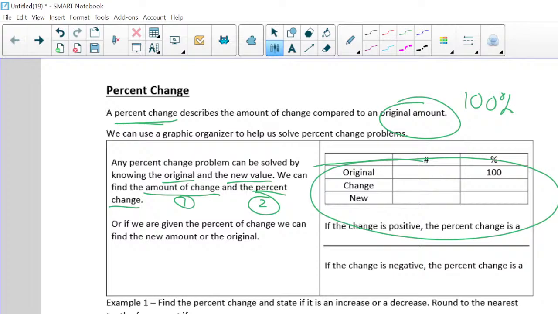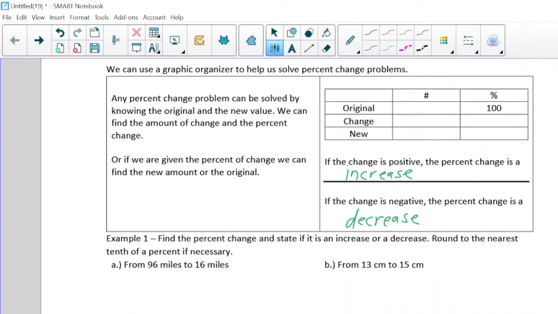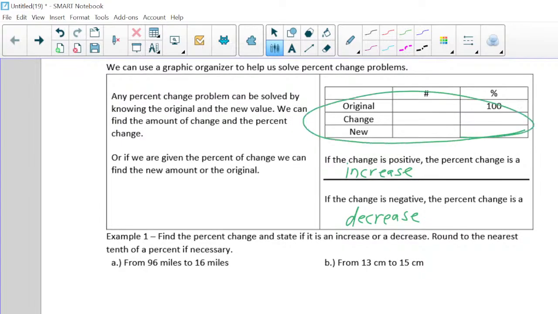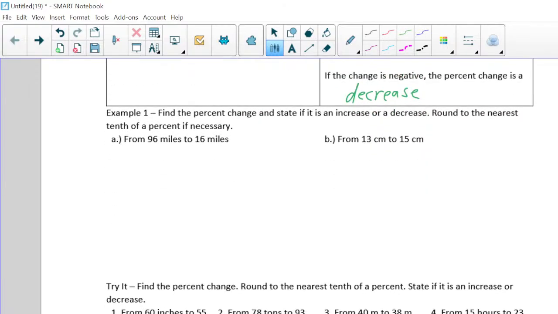But if the change is positive, then we've got to know that this is an increase. If the change is negative, then that's a decrease. So, moving on, let's see how this works. We're going to take this box here: original, change, and new, the number, and then percent, percent, percent. So, here we go. I draw my tic-tac-toe board: original, change, new.